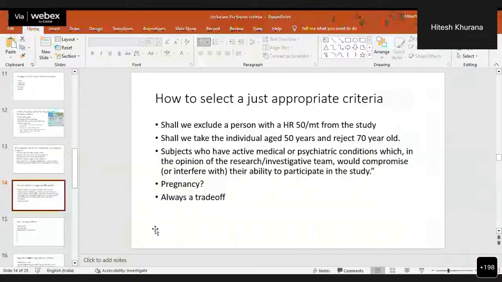So there are many things where the researcher's judgment will play a role in deciding whom to include and whom to exclude. Subjects who have an active medical or psychiatric condition which, in the opinion of the research or investigative team, would compromise their participation in the study. So ultimately, it is the researcher's responsibility.